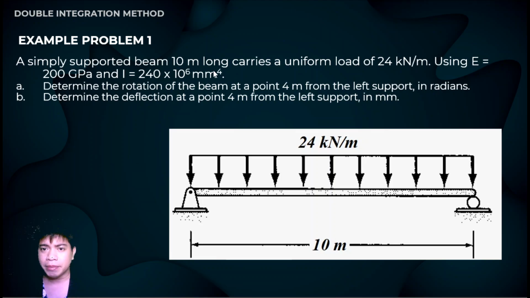A simply supported beam, 10 meters long, carries a uniform load of 24 kilonewtons per meter. Using the modulus of elasticity equal to 200 gigapascals and moment of inertia equal to 240 times 10 to the 6th millimeters to the 4th, determine the rotation of the beam at a point 4 meters from the left support in radians, and determine the deflection at a point 4 meters from the left support in millimeters.